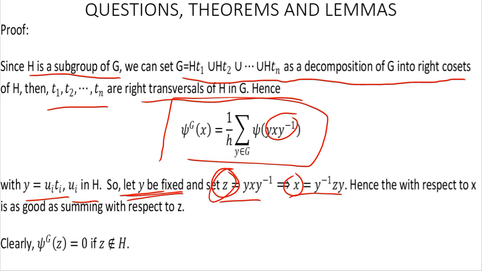We know that because we're extending, being an induced character, an induced matrix representation, if it turns out that our Z is not in H, what happens?